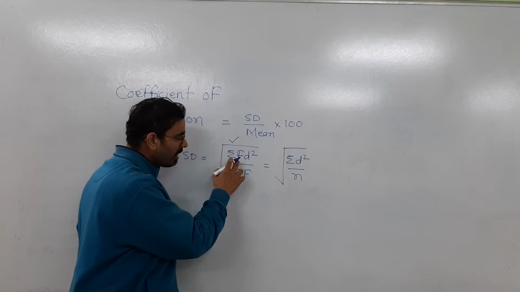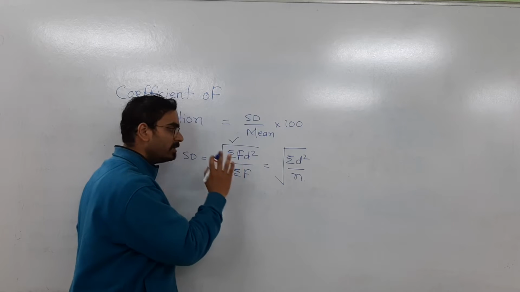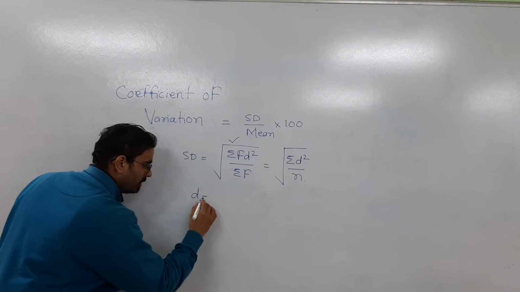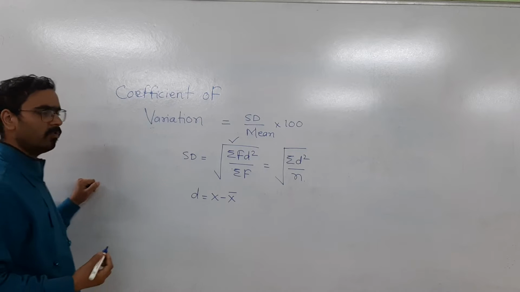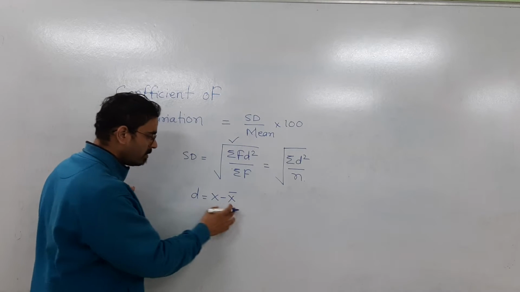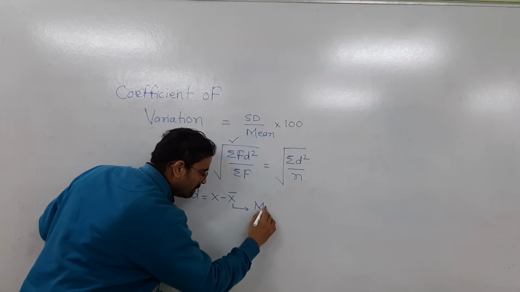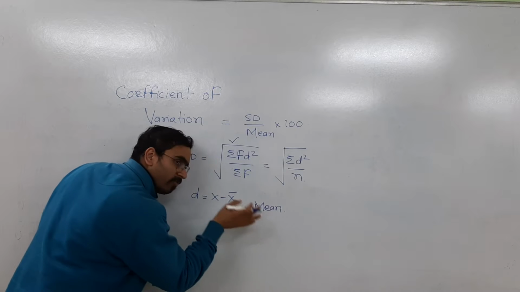For finding f and d square, we need to find d square first, and for finding d square, we need to find d. So what is the formula of d? The formula of d is x minus x bar. What is this x bar? X bar is nothing but mean. So we need to find mean also.